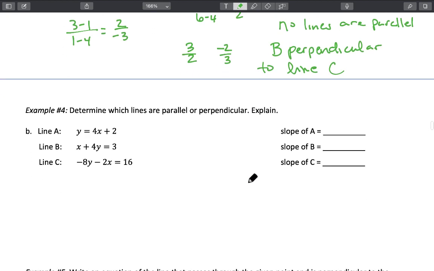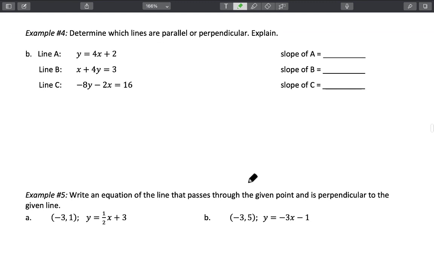All right, let's examine example number 4. We're doing the same thing here: determine which lines are parallel and which are perpendicular. Let's take a look at line A. They give us the equation y equals 4x plus 2. Right away, this is in slope-intercept form, so I can tell the slope of line A is 4.